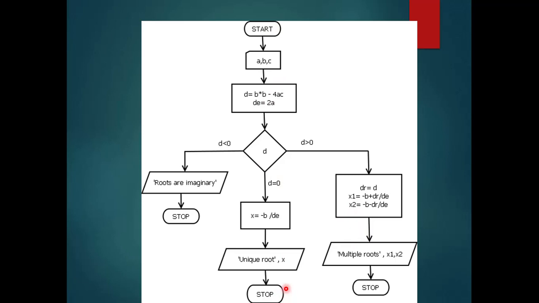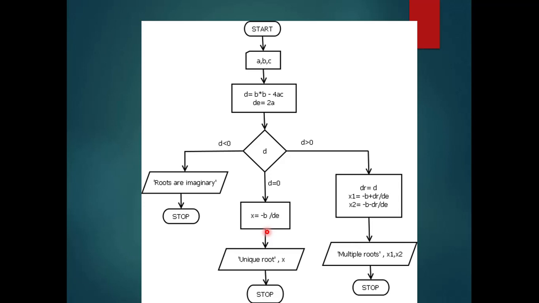Oval shape for the stop and start, input. Then you have this rectangular box for the evaluation process. This is the condition, like a parallelogram for the output, condition box, and that's all.